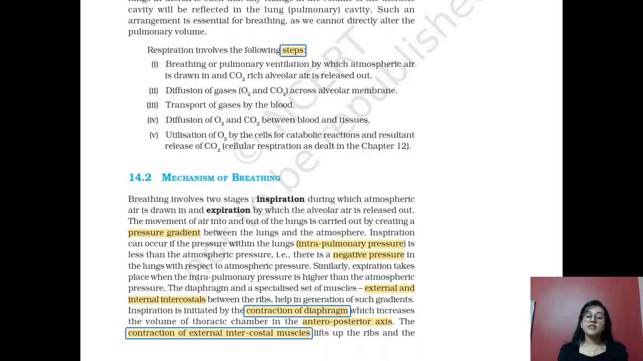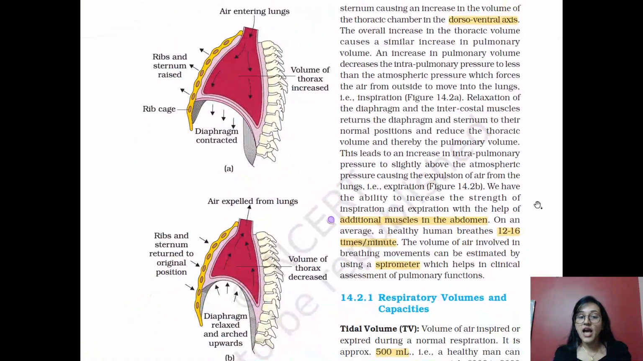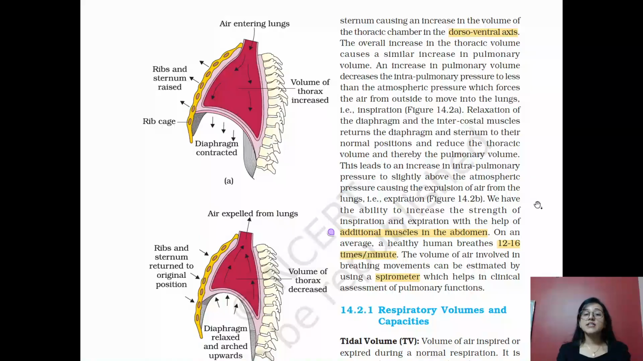The diaphragm and a specialized set of muscles, external and internal intercostals between the ribs, help in generation of such gradients. Inspiration is initiated by the contraction of diaphragm, which increases the volume of thoracic chamber in the antero-posterior axis. The contraction of external intercostal muscles lifts up the ribs and the sternum, causing an increase in the volume of the thoracic chamber in the dorsoventral axis.